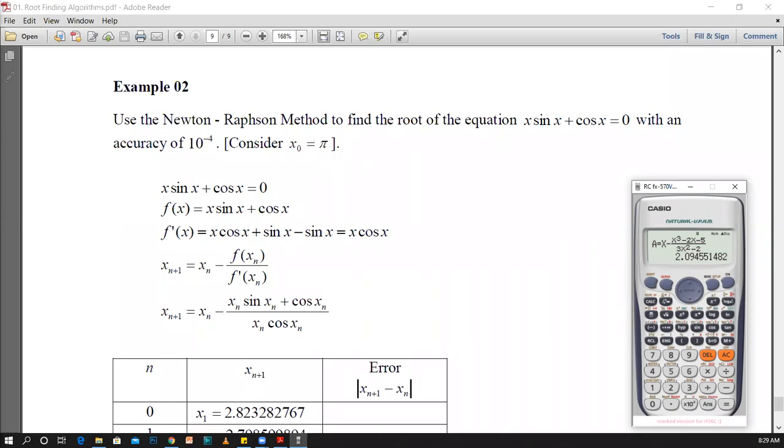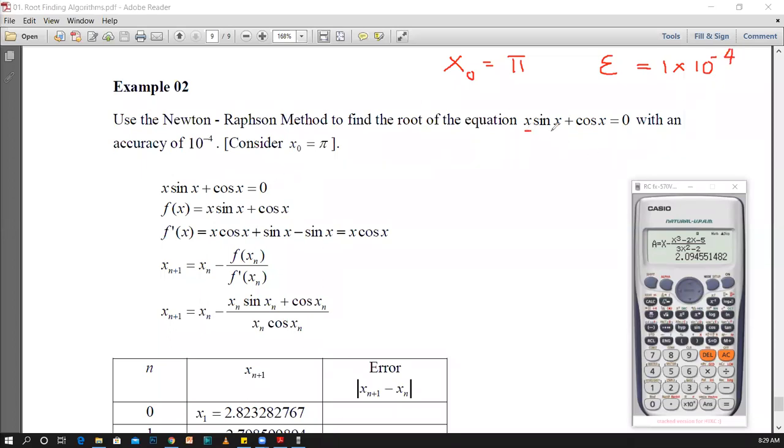Now we have to identify the appropriate values which we need for the calculation. The value for x naught is now equal to 1, and the value of epsilon, or the predefined error limit, is now 1 into 10 to the power minus 4.